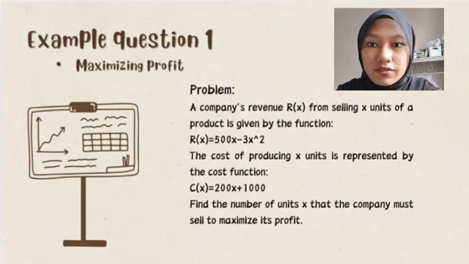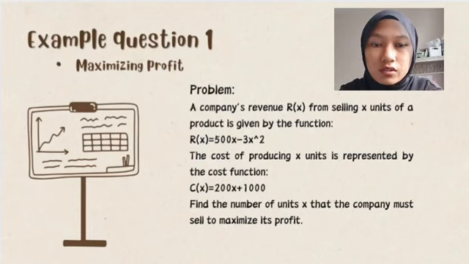Problem. A company's revenue R(x) from selling x units of a product is given by the function R(x) = 500x - 3x^2. The cost of producing x units is represented by the cost function C(x) = 200x + 1000. Find the number of units x that the company must sell to maximize its profit.